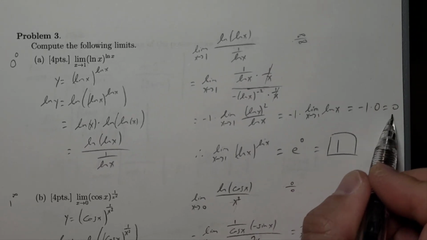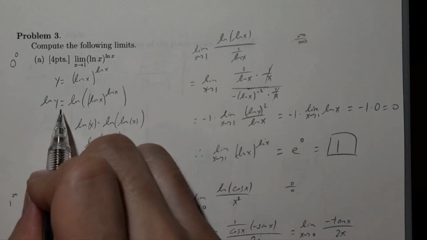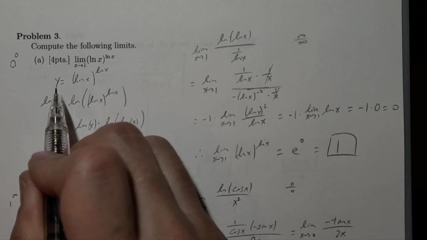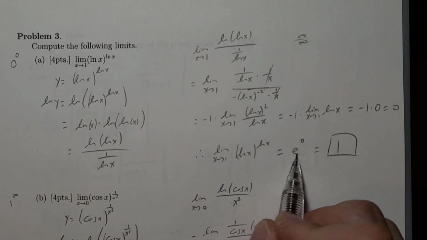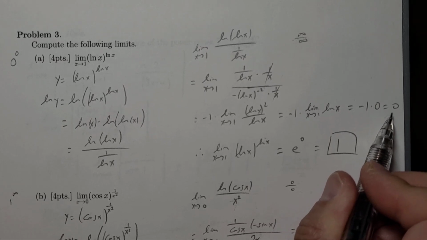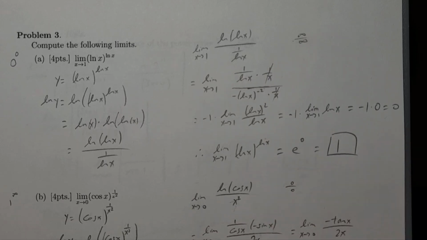And then the limit, after we go through the simplification, is 0. But you're not done yet. We found the limit of ln y. We want the limit of y. So what do we do? We have to exponentiate that. So we just take this limit and then exponentiate it. So e to the 0, where the 0 comes from there, is 1. And that's your answer.